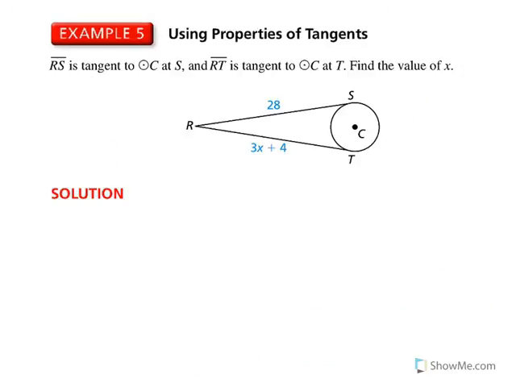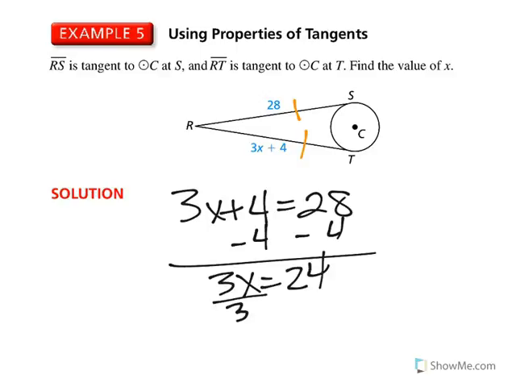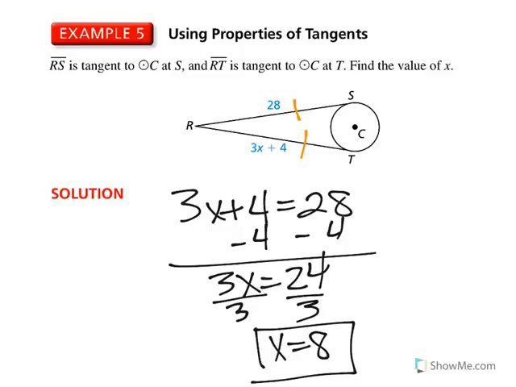Our last example, it says RS is tangent to circle C at point S, RT is tangent to circle C at T. Find the value of x. Well, here's our Jack-in-the-Box hat. We know that these two have to be congruent, so that means 3x plus 4 is equal to 28. Subtract 4 on both sides, we get 3x is equal to 24. Divide by 3, we get x equals 8. And that was a pretty straightforward and simple question.